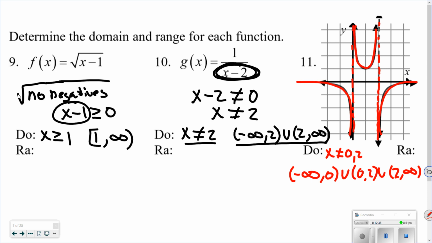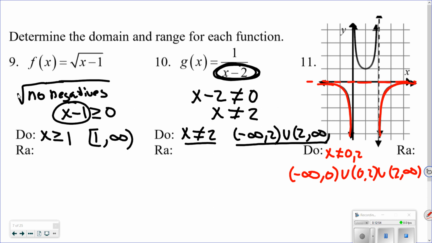Now the range is the y values. So if I have the graph with the y values, I'm just going from the bottom up. If I start down here, the graph goes up, it's coming up both directions, which is fine. So it covers all the y values down here. As it gets closer to 0, you have an asymptote. It's like a horizontal asymptote, it does not cross it.